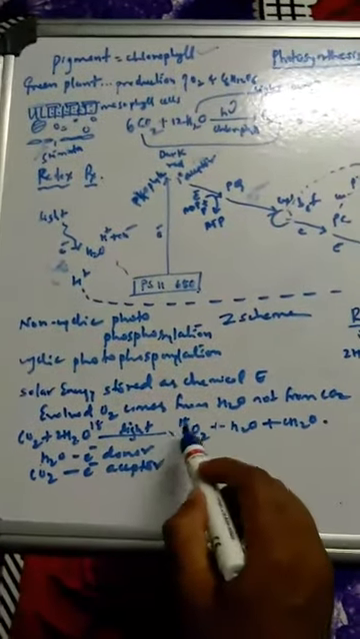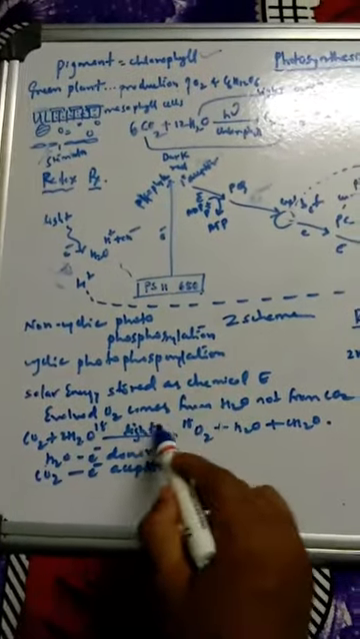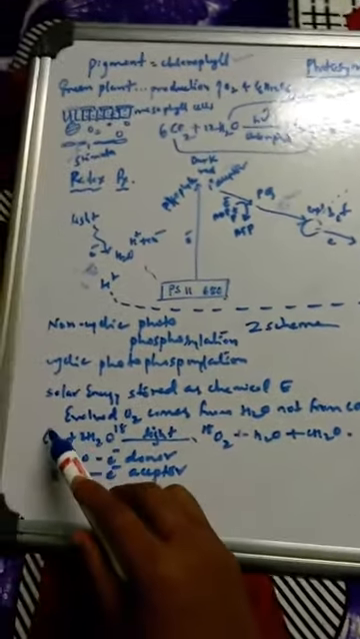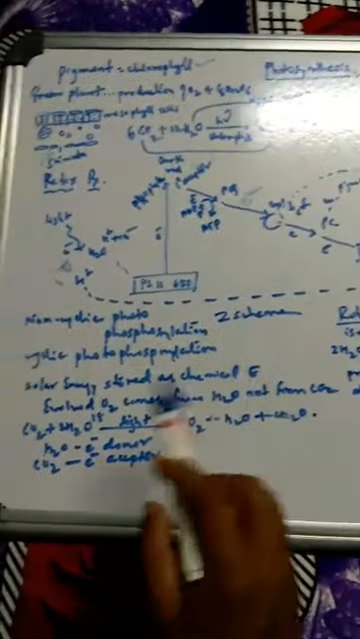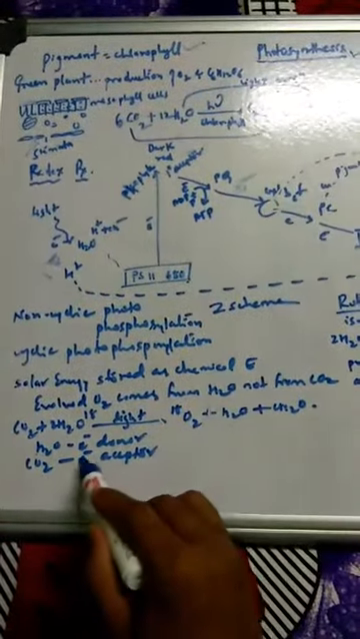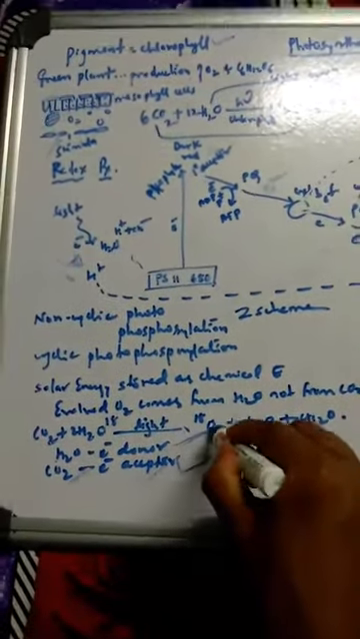So oxygen evolved here is from water and not from carbon dioxide. It is proved here that the oxygen evolved is from water and not from carbon dioxide. Carbon dioxide is reduced to carbohydrate. So here water is acting as electron donor and carbon dioxide is acting as electron acceptor. So carbon dioxide gets reduced, and water is oxidized to oxygen.